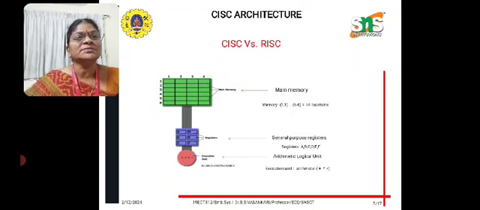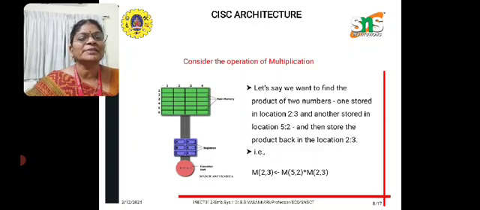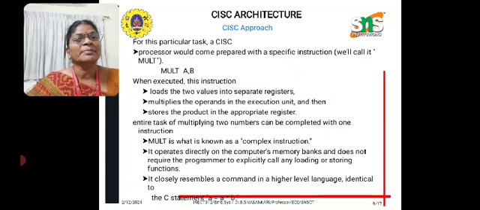Consider the operation of multiplication. Let us say we want to find the product of two numbers, one stored in location 2:3 and another stored in location 5:2, and then store the product back in location 2:3. That is, memory of 2:3 is assigned memory of 2:3 multiplied by memory of 5:2.